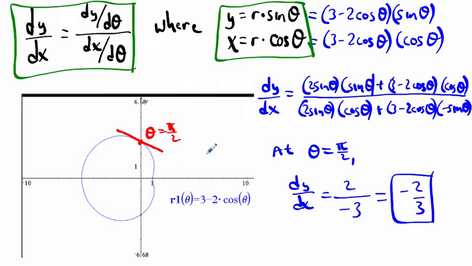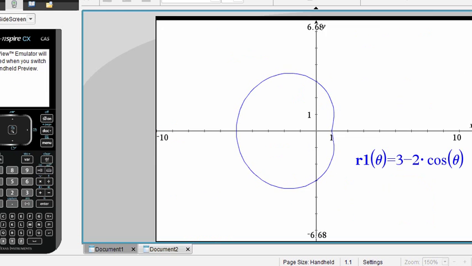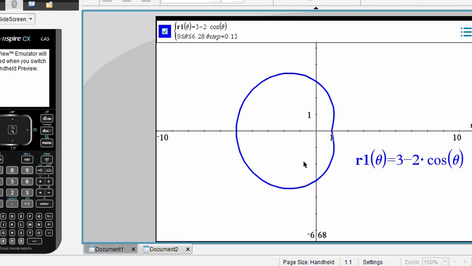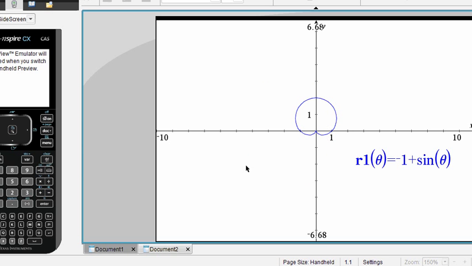By the way, graphs of this sort are named after a part of the body. These are called cardioids, named after a part of the body. There are also, well, let's do one. Let's do -1 plus sine theta. Let's do that. -1 plus sine theta. That graph right there.